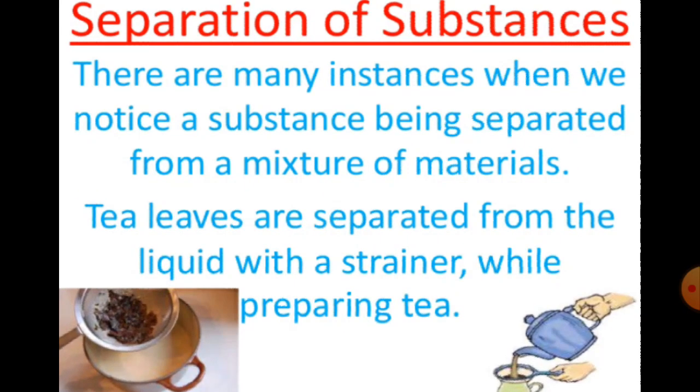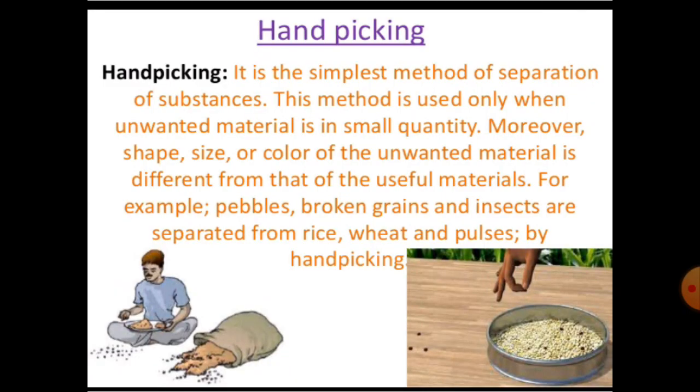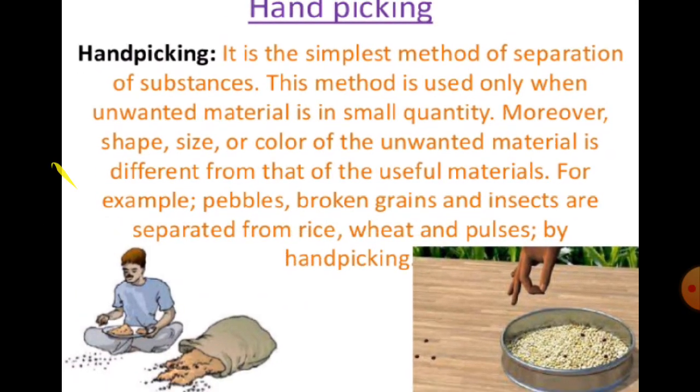Separation of substances. There are many instances when we notice a substance being separated from a mixture of materials. Tea leaves are separated from the liquid with a strainer while preparing tea. Let us see which are the different methods of separation.